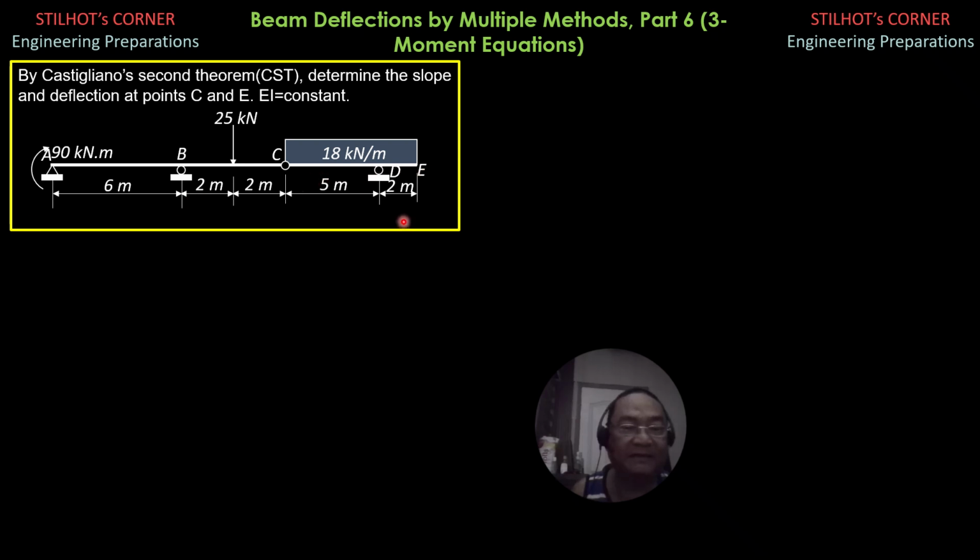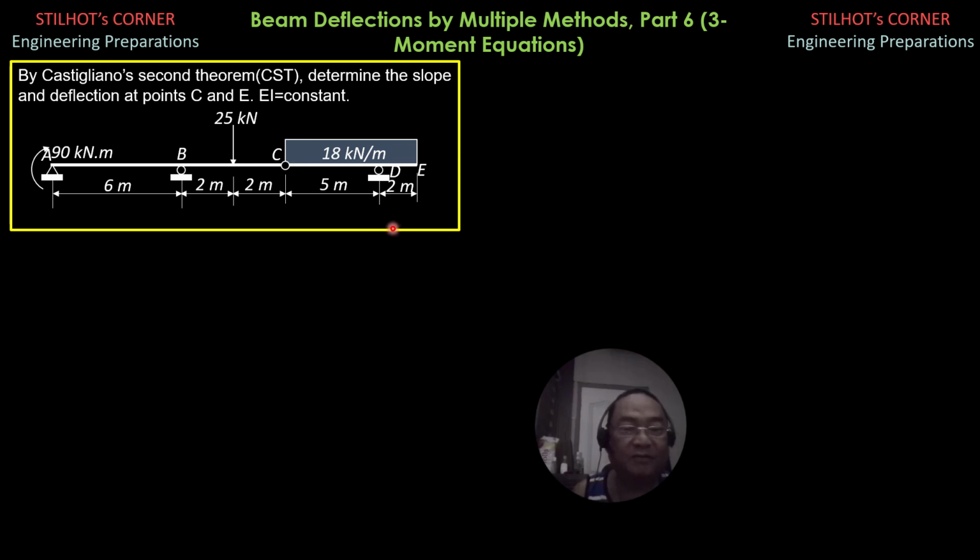That's the first thing required: values for delta C and delta E where the three moment equation can be used. And take note that in the three moment equations, only deflections can be solved. These three moment equations were derived by the area moment method. So for computing the slopes, we use the area moment method afterwards.